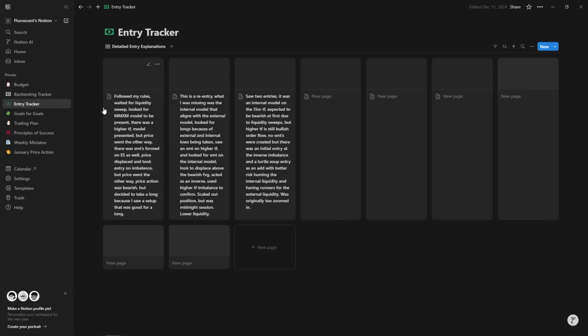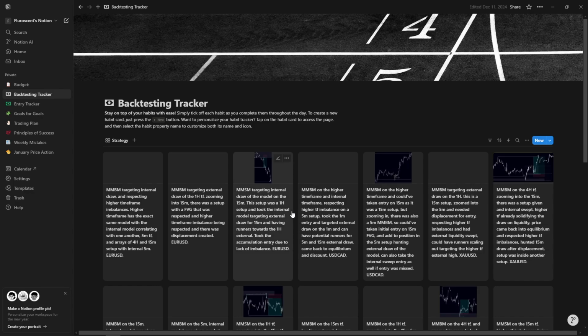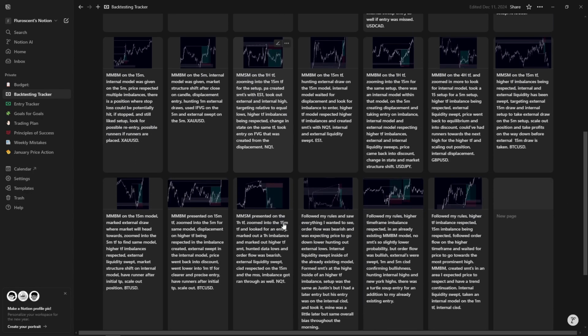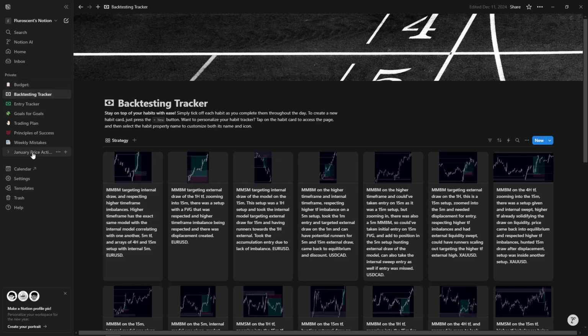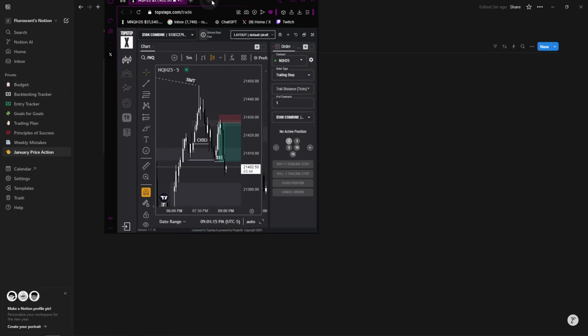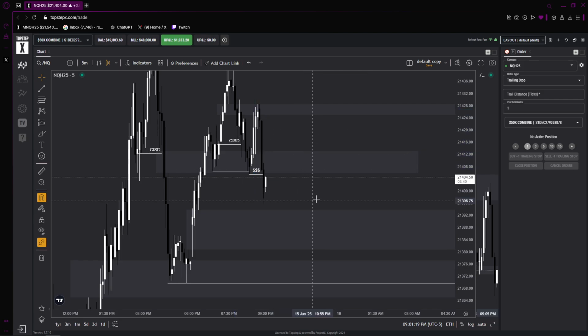So back testing, it's always very important when you do back testing. Always journal your back testing because it's amazing. It is absolutely amazing. And when you have a model, stick to it. You know? That is amazing.